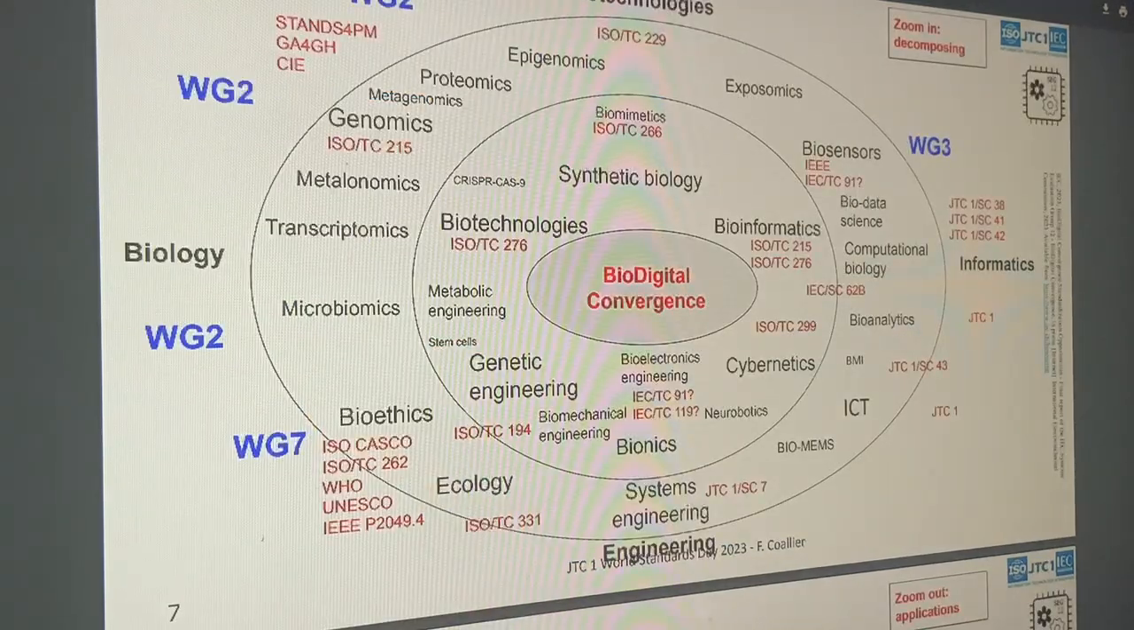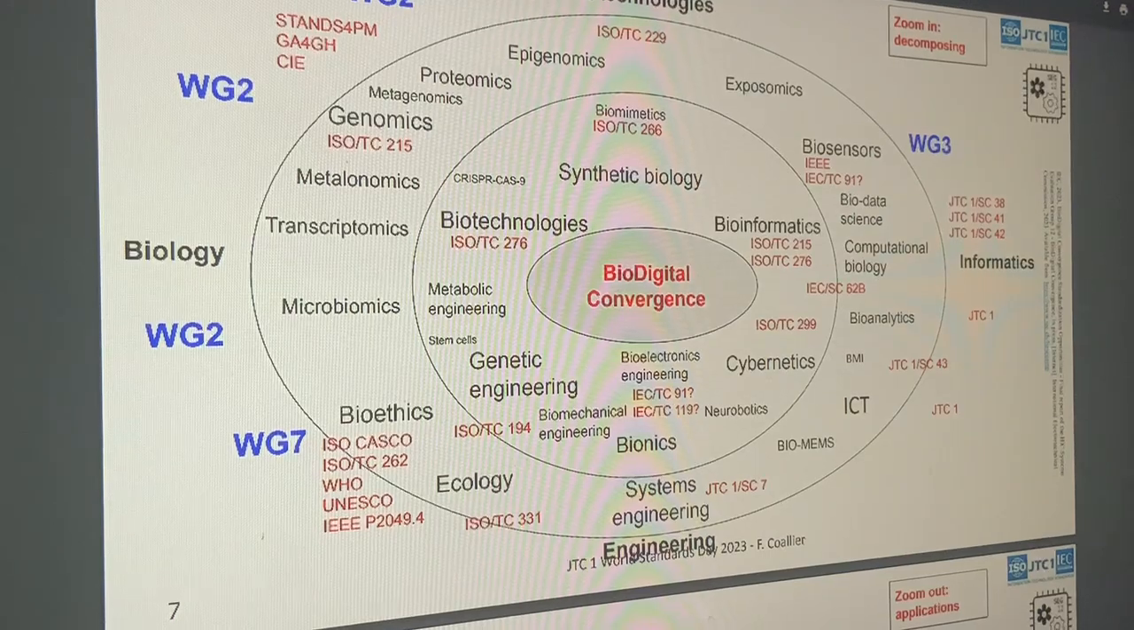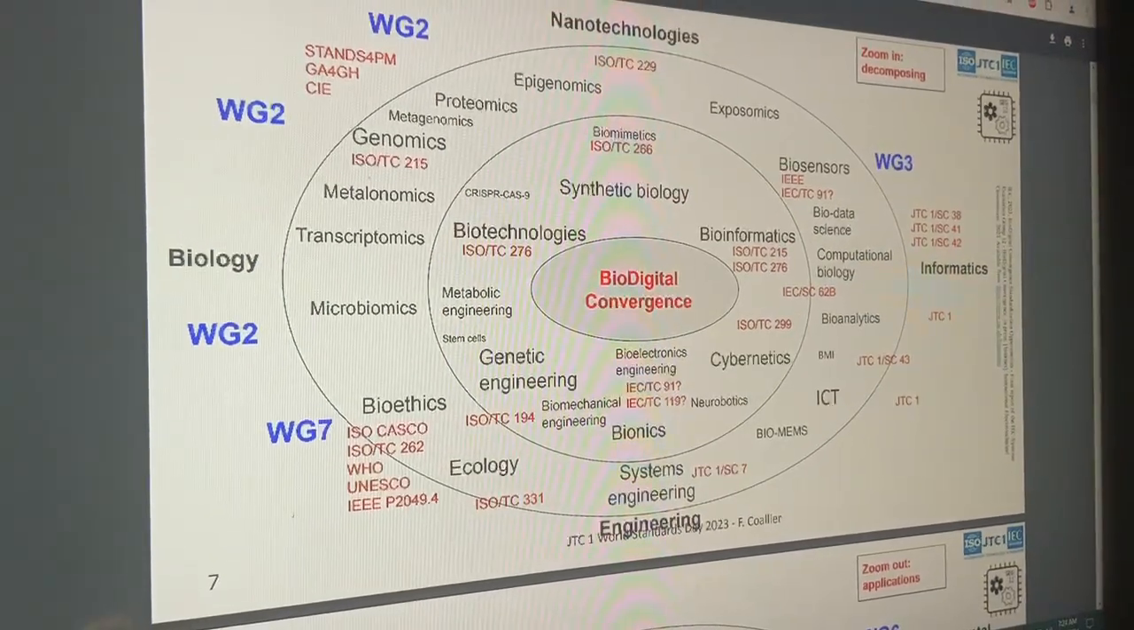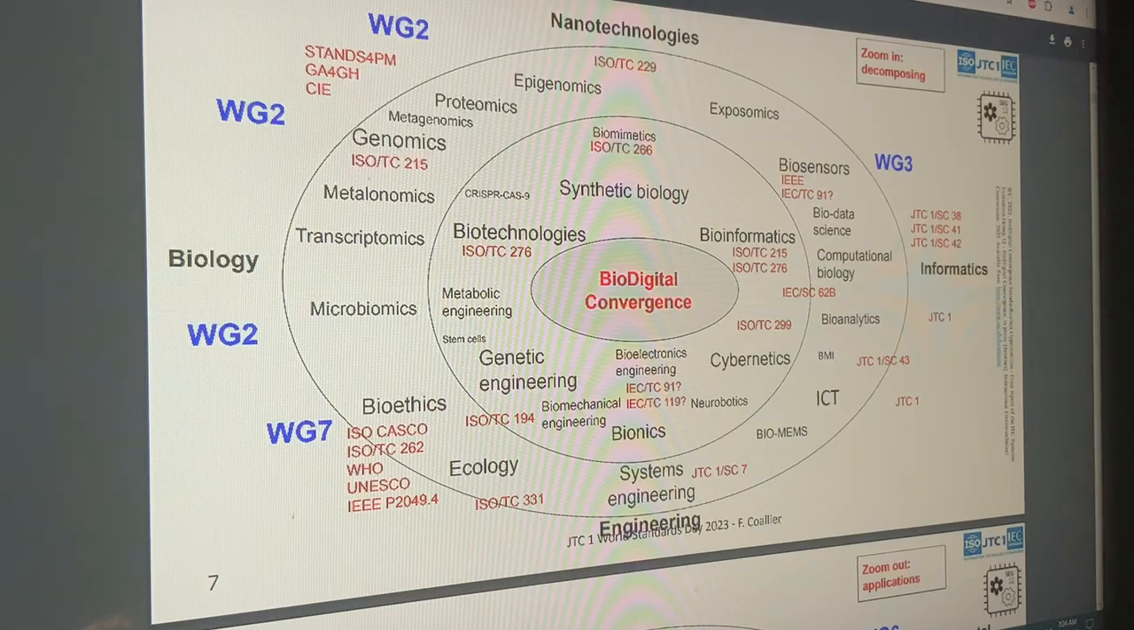So, where do we find omics? Gee, I don't know. Let's take a look at the biodigital convergence here with the IEEE and IEC and ISO standards in red. And you tell me if you can find omics, genomics, microbiomics. Just let me know. See if you can find it. I'm going to give you a hint.